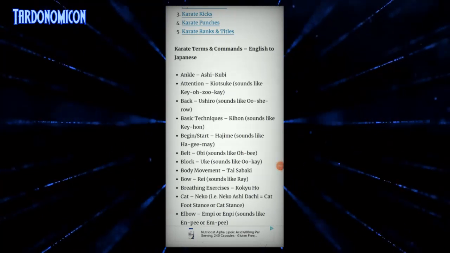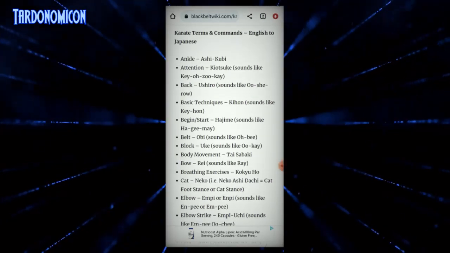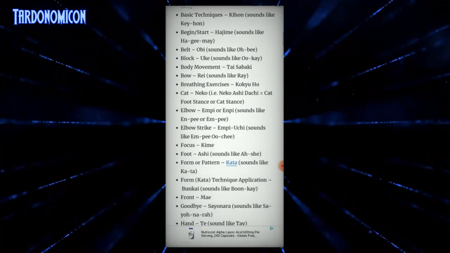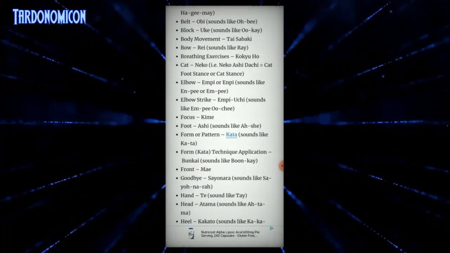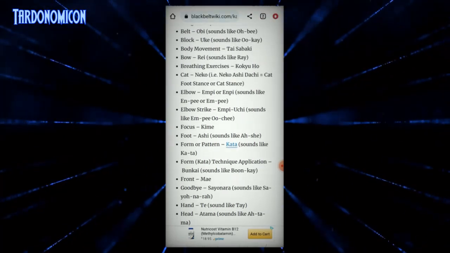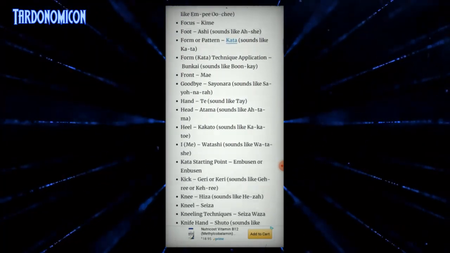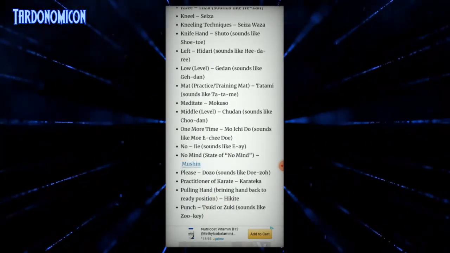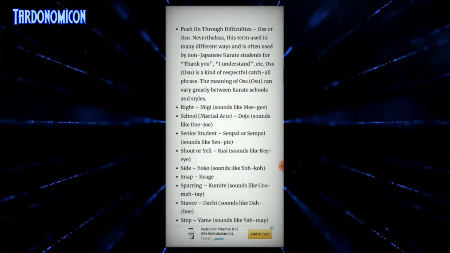So you'll notice many of the same commands in English. Attention is Kyotsuki. Okay. Body movement, of course, is Tai Sabaki. Bow is Rei. Breathing exercises, Hukyoyo or Hukyoho. Cat, which is the cat stance, is what we would call the fighting stance in Tang Soo Do. Hand is, of course, Te. Okay.